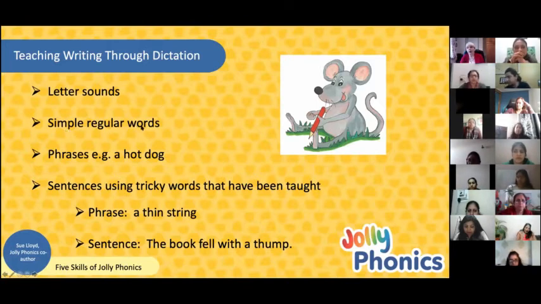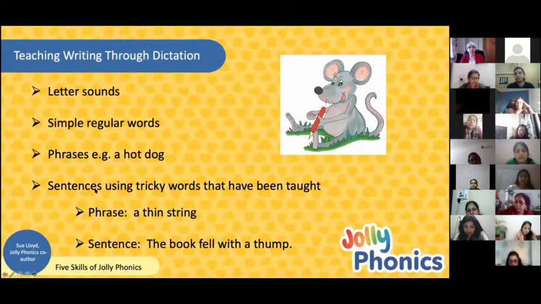And then once you've taught them how to hear some of those sounds, you can also dictate a few little words, and then maybe a little phrase, a hot dog. And then you can go into sentences using tricky words that have been taught. So now you can dictate a little phrase or read a little phrase, the thin string. You see, I avoid using the CK, the C or the K for dictation. And the book fell with a thump.